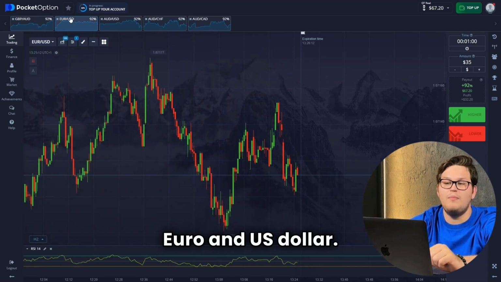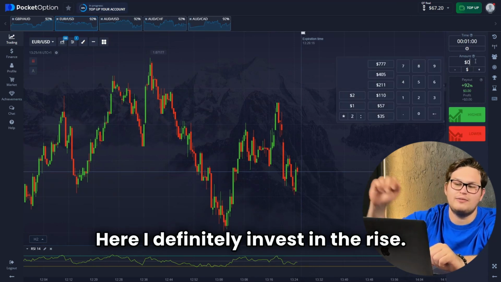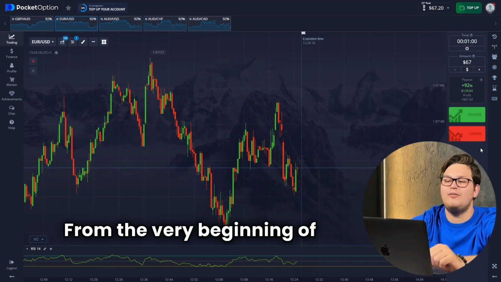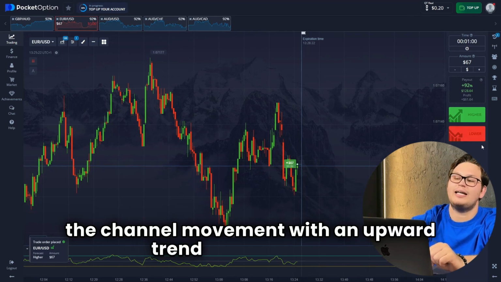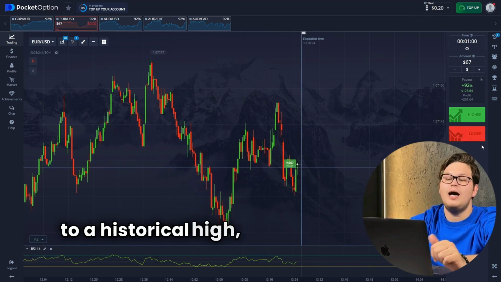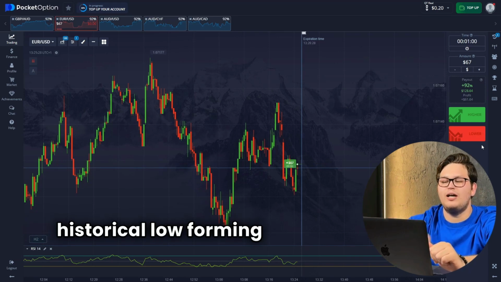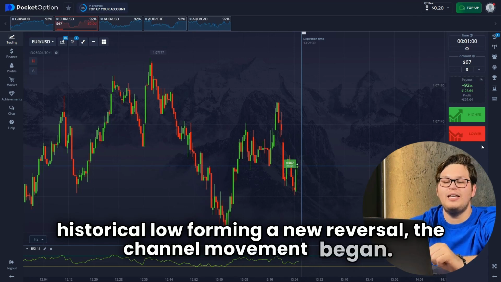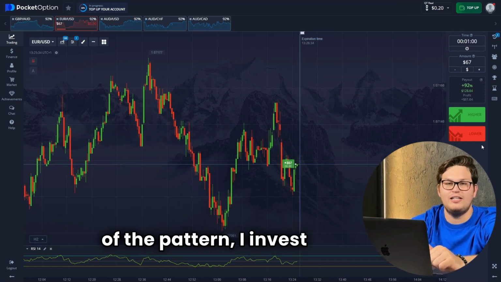Euro and US dollar, my absolute favorite currency pair. Here, I definitely invest in the rise. From the very beginning of the chart, we see how the channel movement with an upward trend led the candles to a historical high, only to reverse down to a historical low. Forming a new reversal, the channel movement began. Considering the entry point at the bottom of the pattern, I invest upwards.